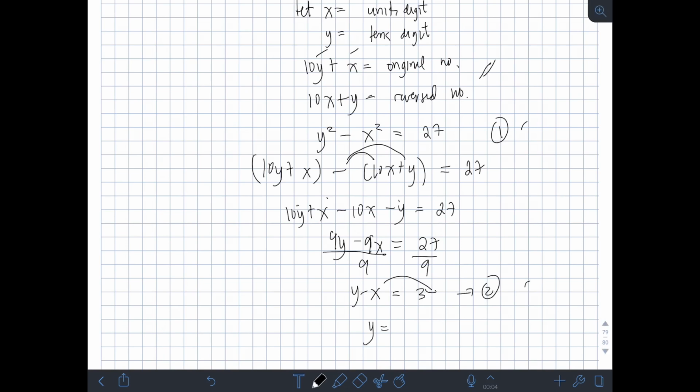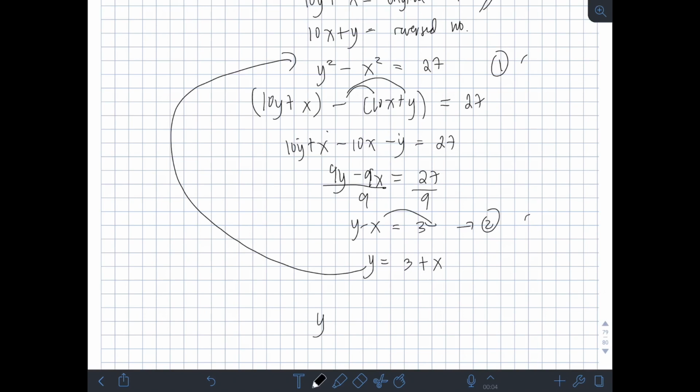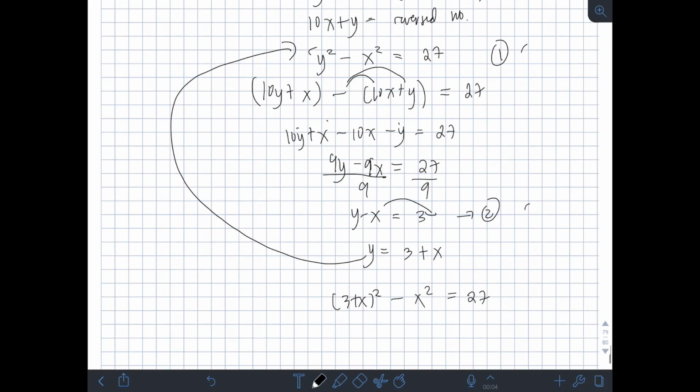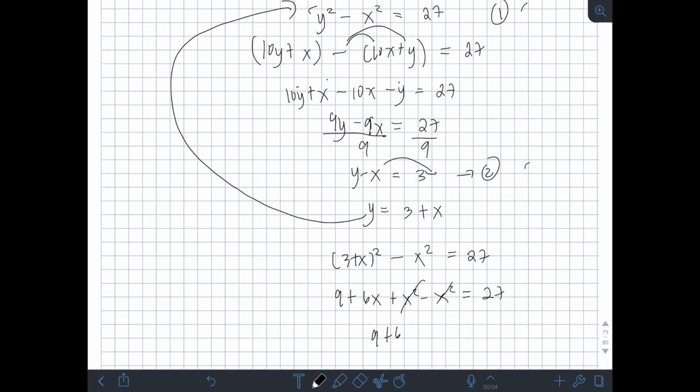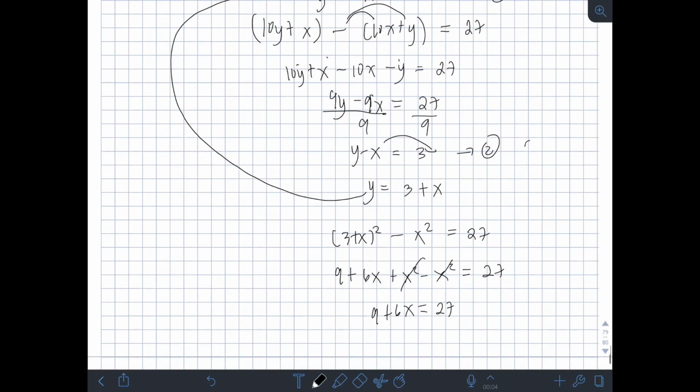So, using the two equations, pwede kong i-solve itong equation 2 for y in terms of x. Y is equal to 3 transpose si x plus x or x plus 3. Ngayon, substitute ko itong y in terms of x dito sa equation 1. So, y now is 3 plus x squared minus x squared equals 27. So, expand natin itong square ng binomial. So, 9 plus 6x plus x squared minus x squared equals 27. So, cancel x squared. So, 9 plus 6x is equal to 27.